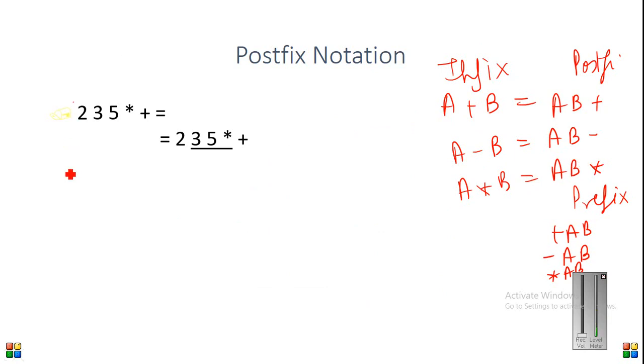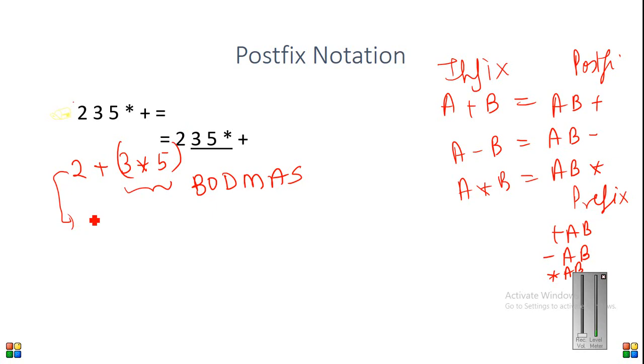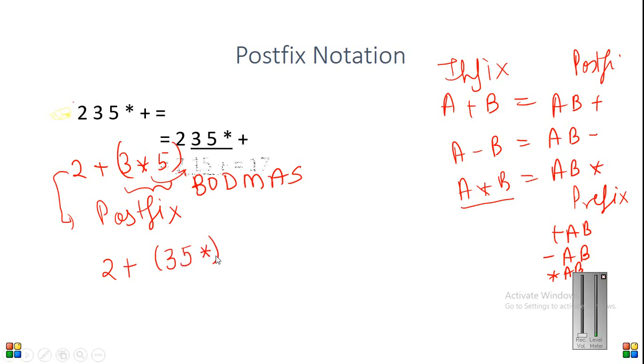So let us say we have an expression 2 plus 3 into 5, right? By our BODMAS rule that we studied in school, we know that multiplication has to be carried out first. This is an infix. Now I am converting it into a postfix expression. So 3 into 5, we already saw that A into B is AB asterisk. So let us go stepwise. 2 plus 3 into 5, right? So this will come here, so it becomes 3 5 asterisk.